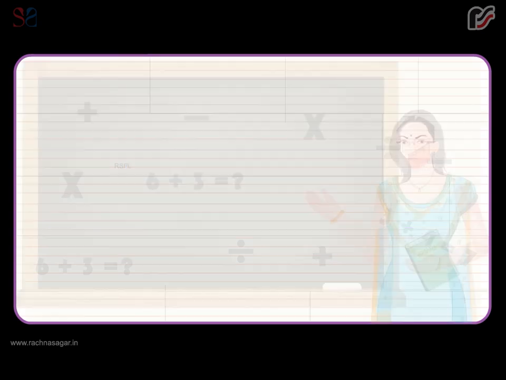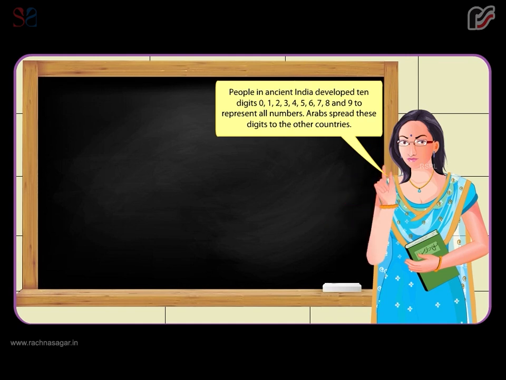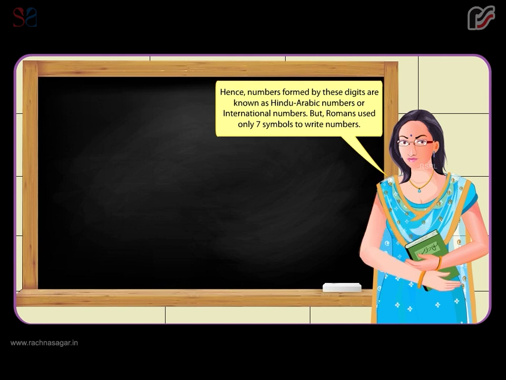Roman numerals. People in ancient India developed 10 digits, 0, 1, 2, 3, 4, 5, 6, 7, 8 and 9 to represent all numbers. Arabs spread these digits to the other countries. Hence, numbers formed by these digits are known as Hindu-Arabic numbers or international numbers.